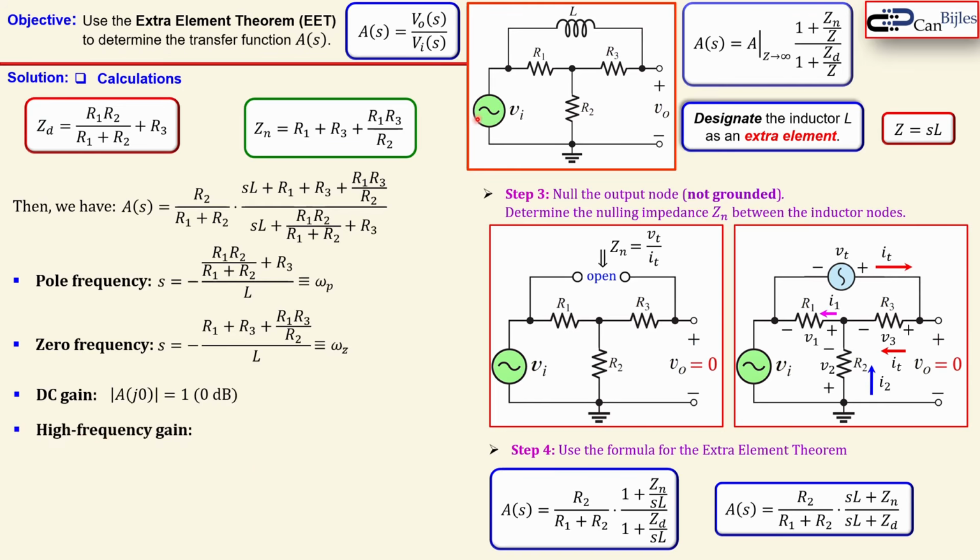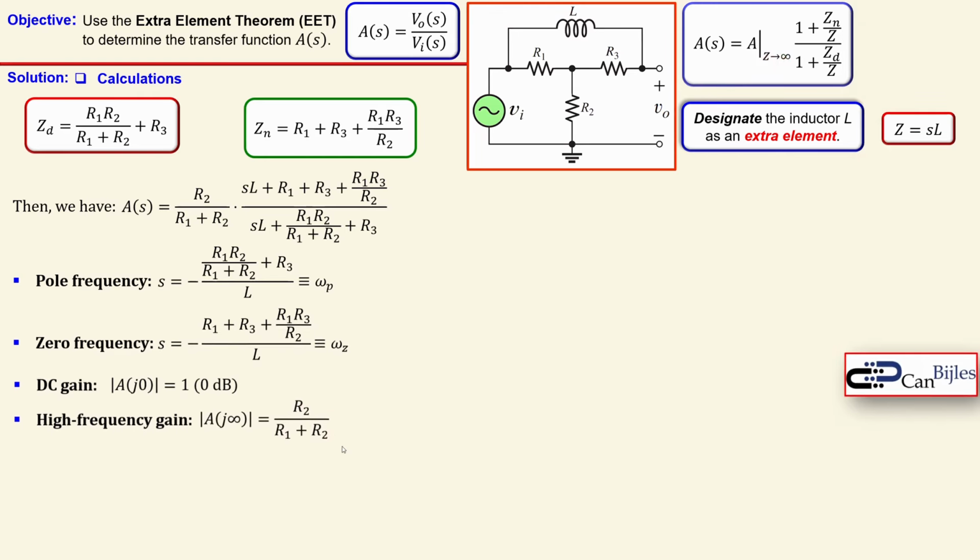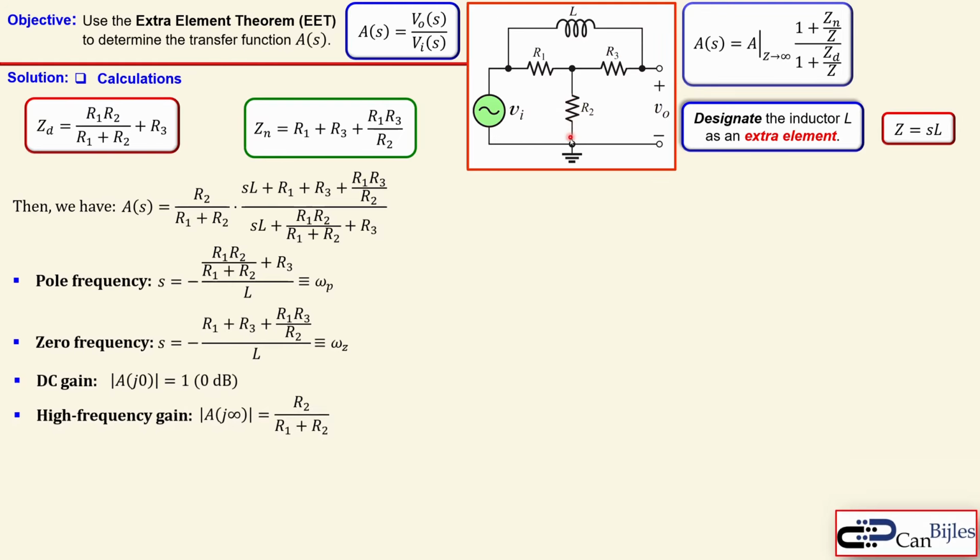Well, high frequency meaning that omega goes to infinity, then the impedance of this inductor will be infinite. That means that we have an open circuit here. You get the exact same result as we have for this A, for the condition Z is infinite, which is then R2 over R1 plus R2. And that is, in this case, of course, determined by the resistors.